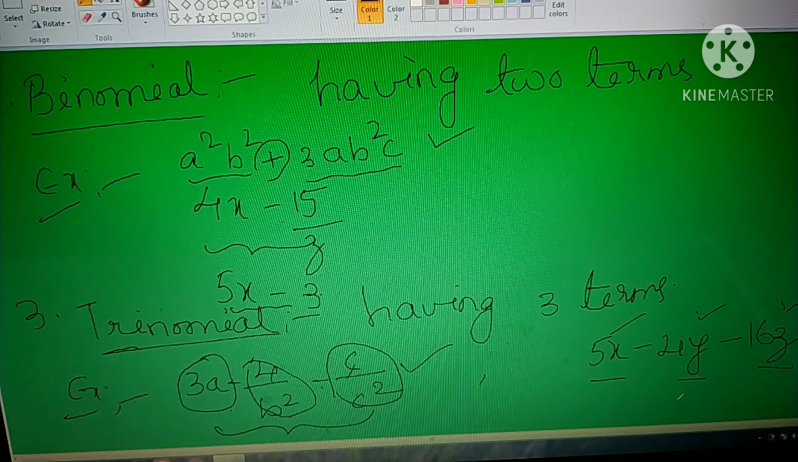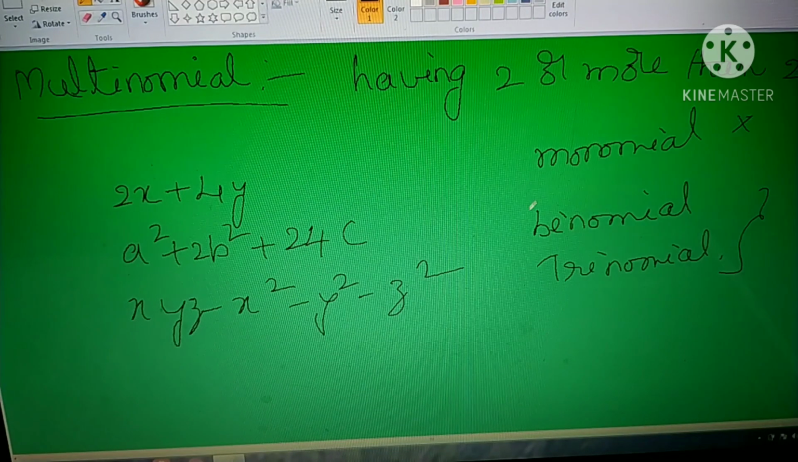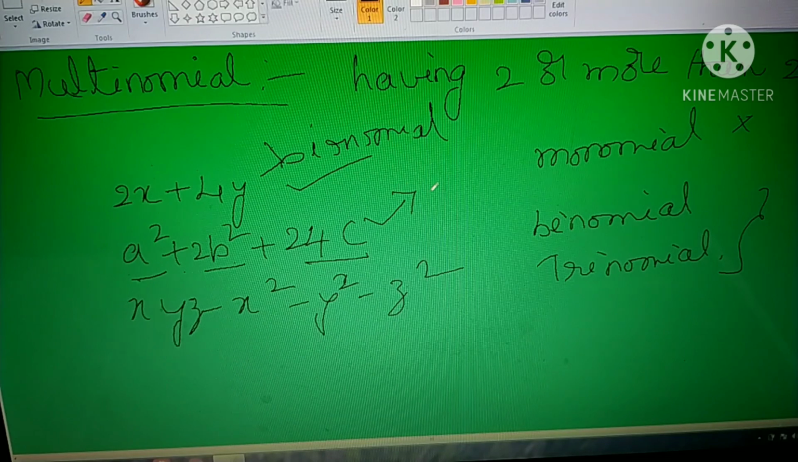Now see, except monomial, binomial and trinomial will come under multinomials. Okay, see this one, having two or more than two terms. See here I have two terms, 2x plus 4y. That means this one is binomial, right? Now see, here one term, here one term, here one term. 1, 2, 3, three terms. So this is called trinomial.